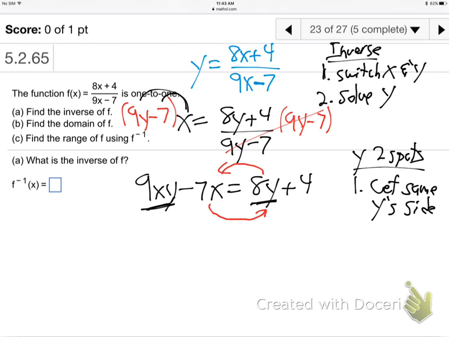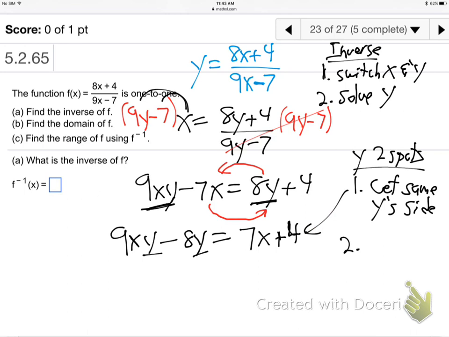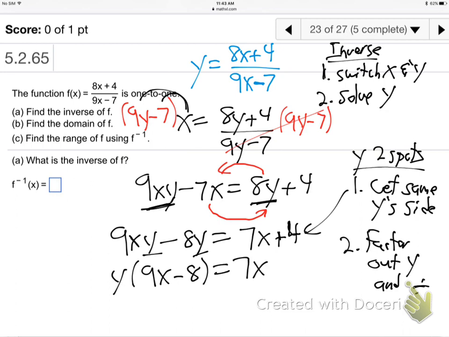So what do we get there? We get 9xy minus 8y equals 7x plus 4. Is that good so far? Things trade signs when they trade sides. So I got the two y terms on the same side. Step 2, factor out the y and divide. So factor out the y. And last step, divide. And there we go. That's the inverse function.